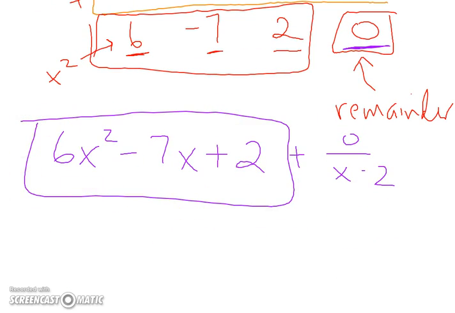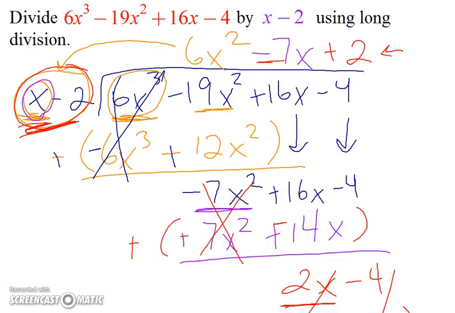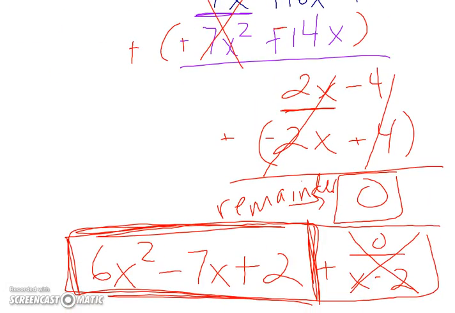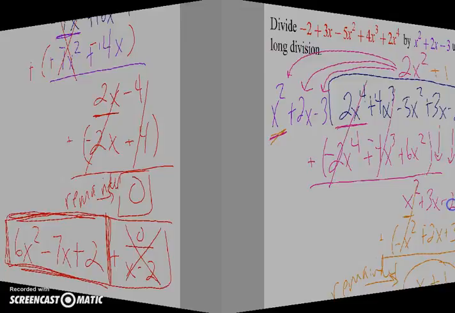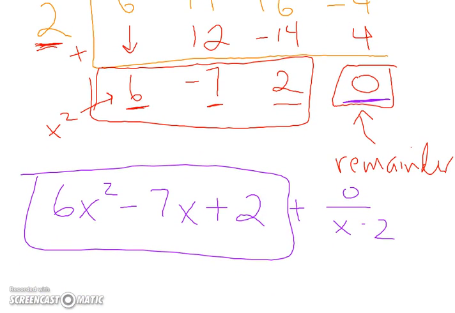And there's my answer. And if you think I'm crazy, if you think I did some kind of weird magic, that is the exact same answer that we got when we did long division. 6x squared minus 7x plus 2. There it is. Okay, so we'll do one more and then we're done for the day.